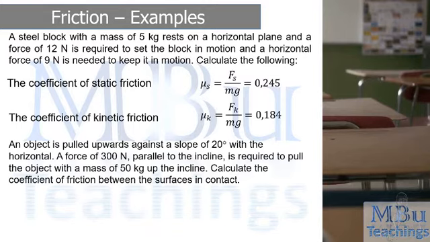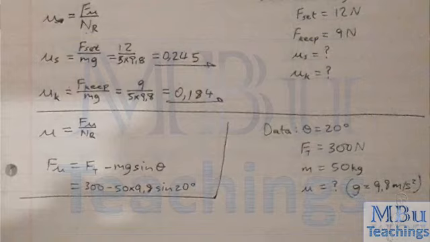An object is pulled upwards along a slope of 20 degrees with the horizontal. A force of 300 Newton parallel to the incline is required to pull the object with a mass of 50 kg up the incline. Calculate the coefficient of friction between the surfaces in contact.